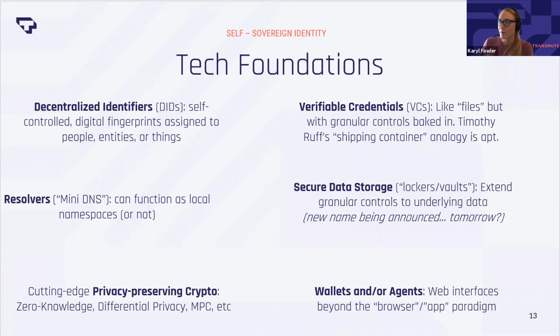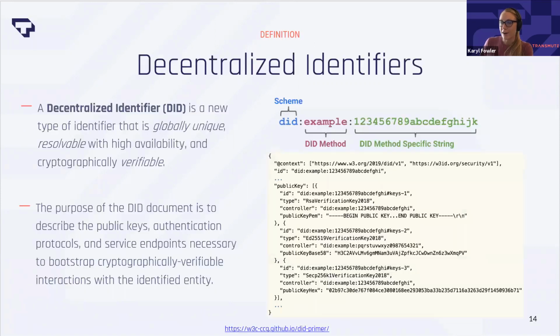So I think we'll dive in a little bit deeper to what decentralized identifiers actually are and give you an example here on the right of what a DID document actually looks like. So these are URL-based unique identifiers that are, again, globally unique. They're resolvable with high availability, and they're always cryptographically verifiable. So basically, the DID document, what you see on the right-hand side, is a document that describes the public keys, the authentication protocols, and the necessary service endpoints to basically have cryptographically verifiable interactions.